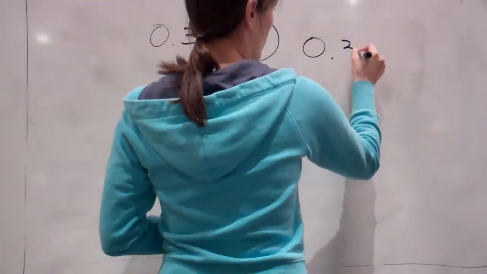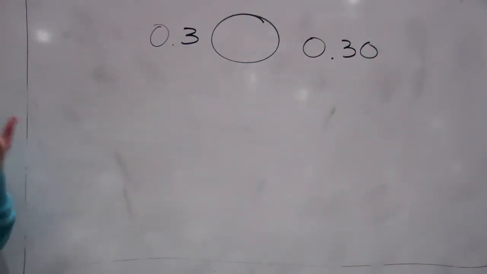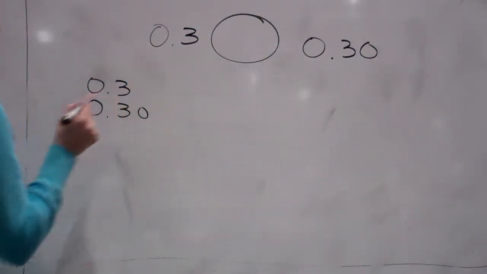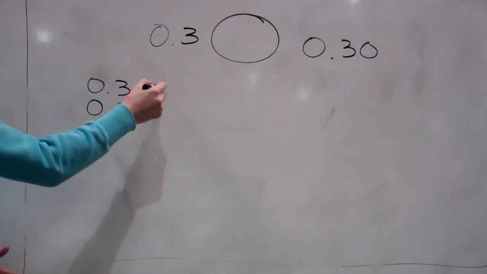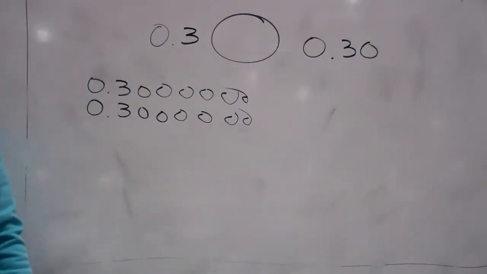Comparing these. Which one is bigger? They're the same. Did everybody catch that? Yes. Okay, hopefully you did. If you did not, the best way to do this is to line them up. Okay? And knowing that I can add as many zeros as I want, that shows me that I am going to have an equals right here.